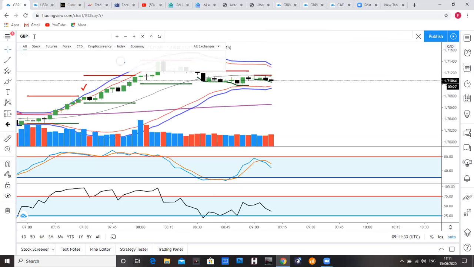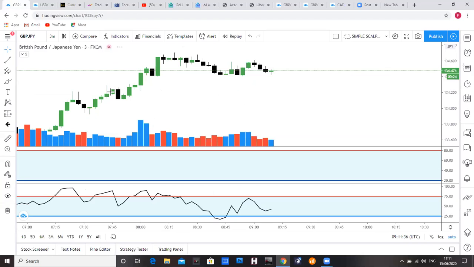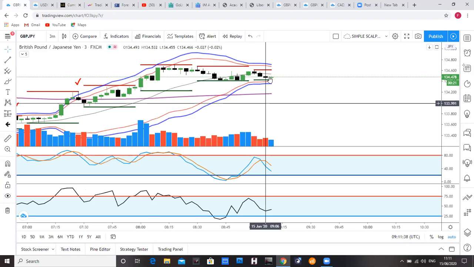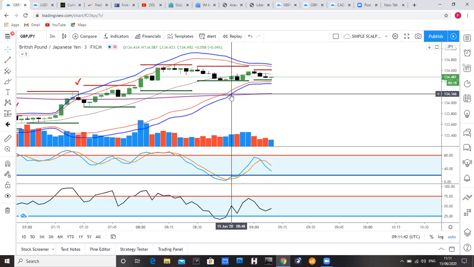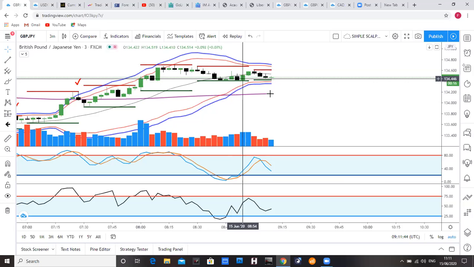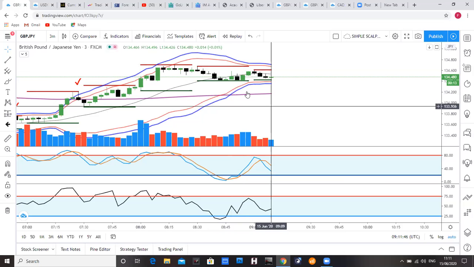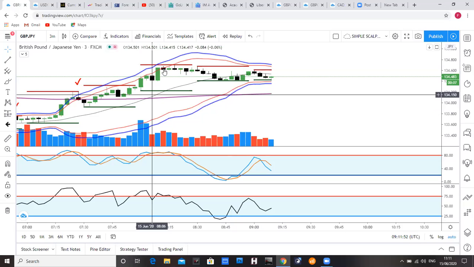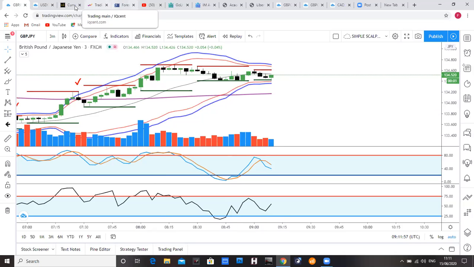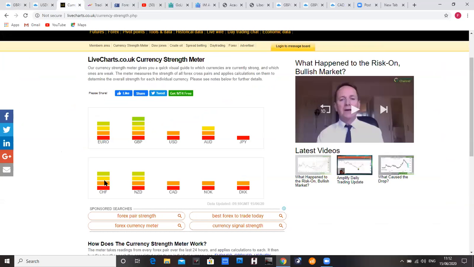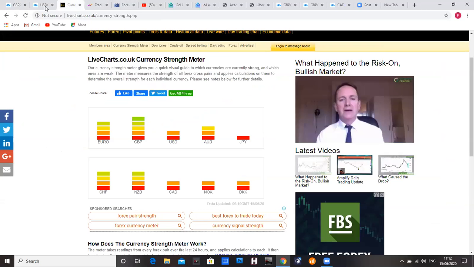GBP JPY. Let's see. Okay, GBP JPY, the condition has not met. You can see this was where the condition met. The market is still a little bit ranging this morning. Today is Monday, so we are still waiting for the market to be a little bit settled. You can just see all these baby candles that are forming here, but let's still check and see if we'll see any setup. GBP NZD, let's see.